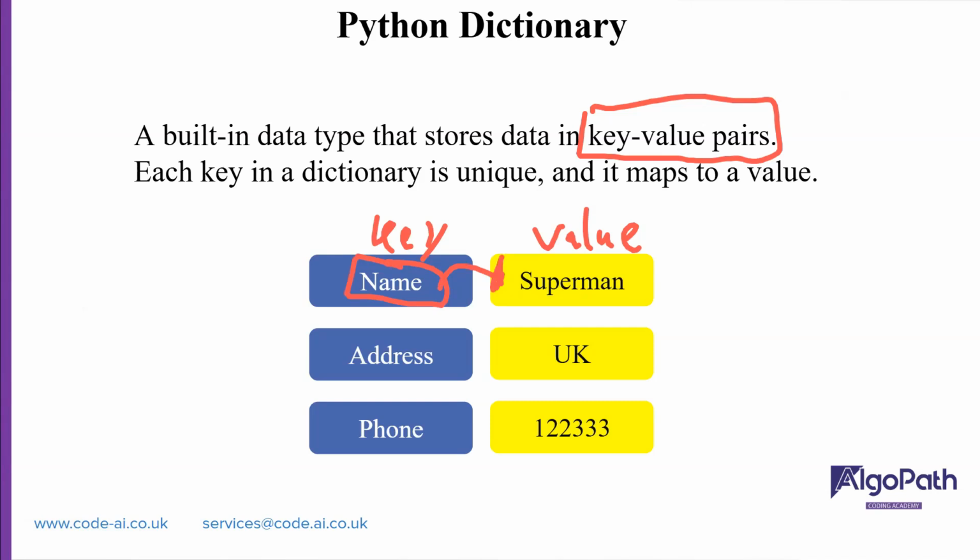So if you have any knowledge about databases, it's a little bit like having a primary key here of a database, where name represents Superman, address UK, phone is 122.333. We're going to look at a little bit later on how we're going to put this information, how do we create these, how do we delete them, how do we add, update, and so on.